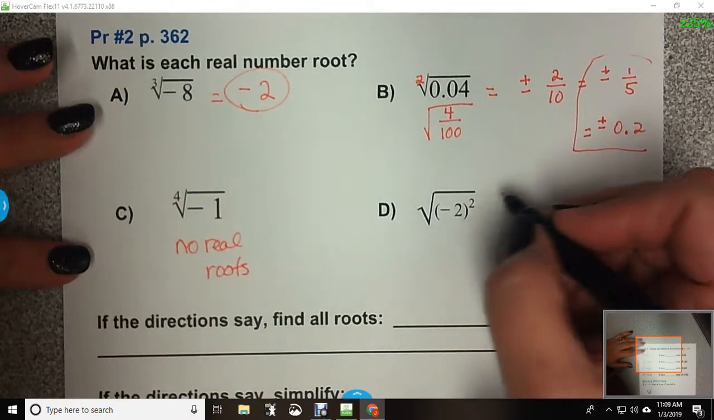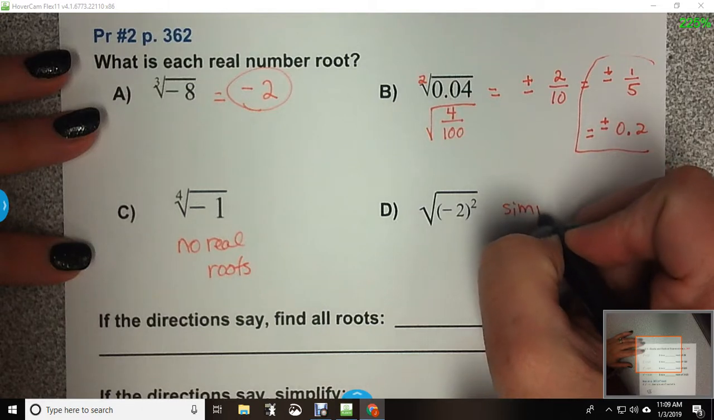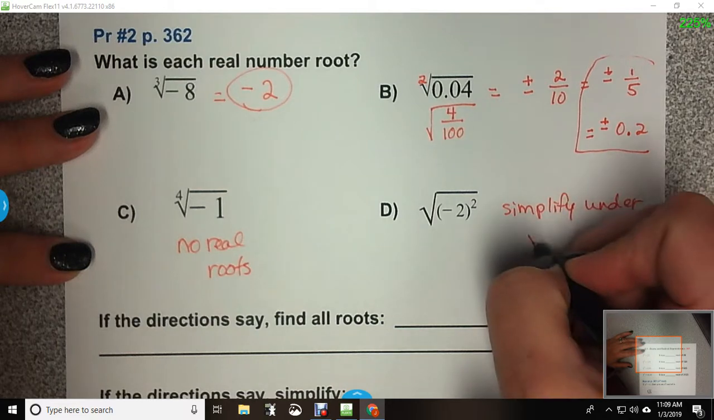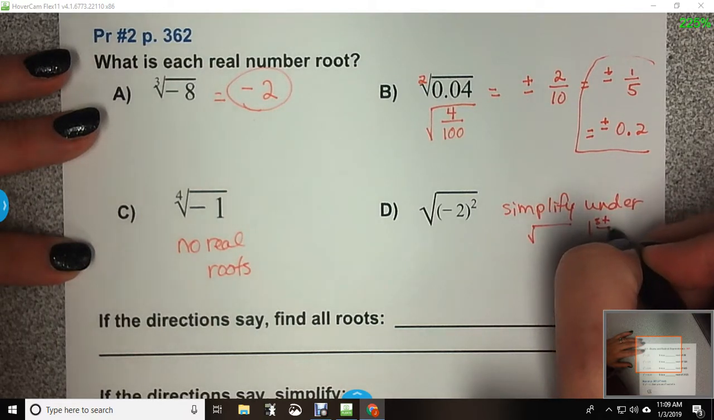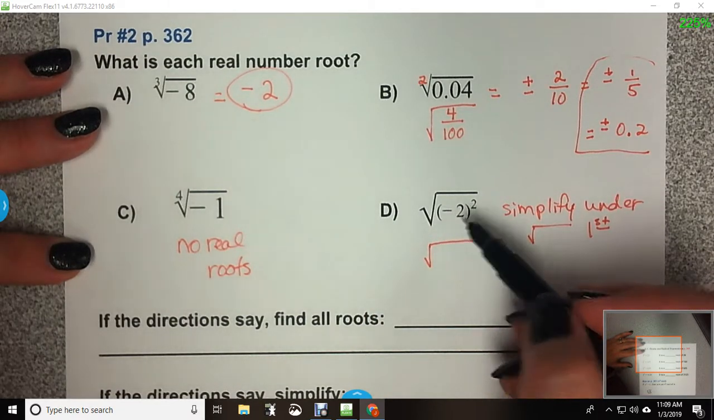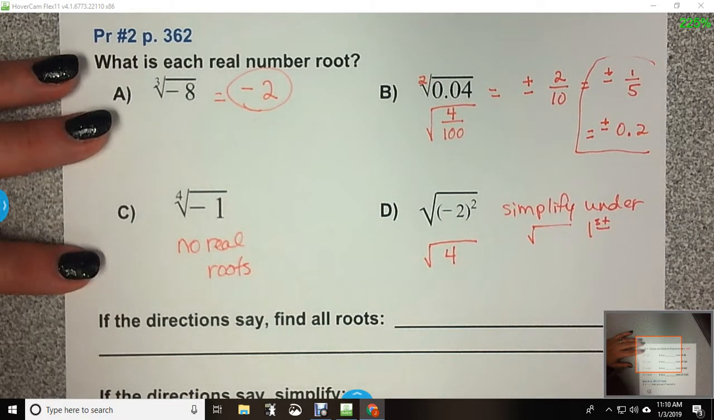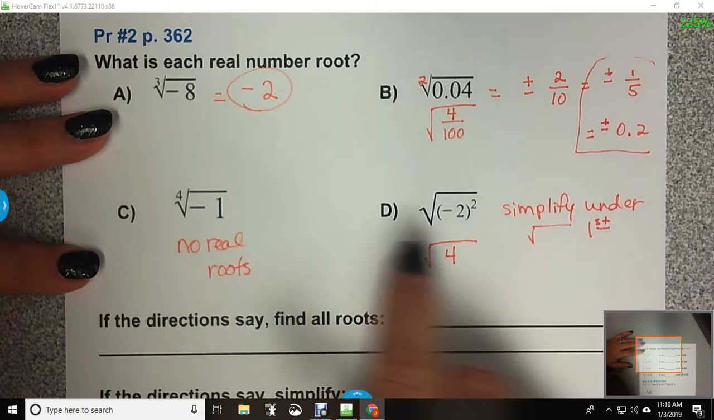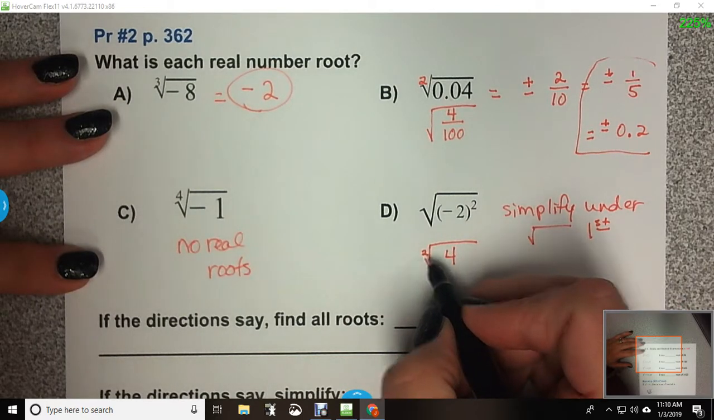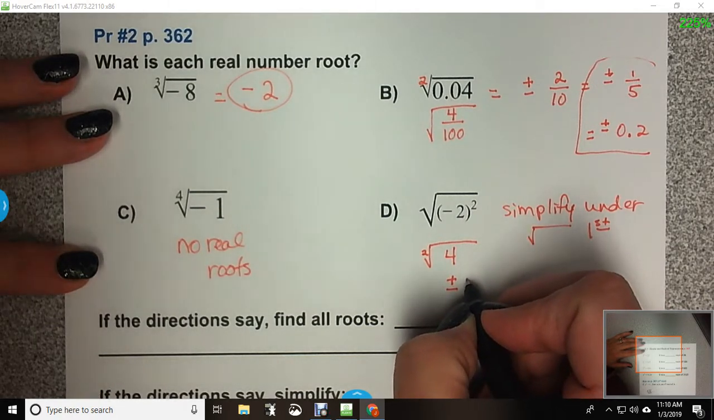And for this one, what you have to do when you have some exponents underneath, you must simplify under the radical first before you do anything else. Okay? So, negative 2 squared, that's negative 2 times negative 2 is 4. And then you can take the square root of 4. There's not a number written here, so it's understood to be a 2. So that's even, positive underneath. My answer will be plus or minus, and the square root of 4 is 2.